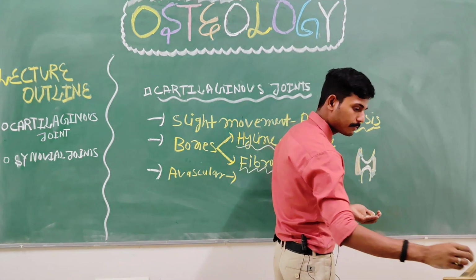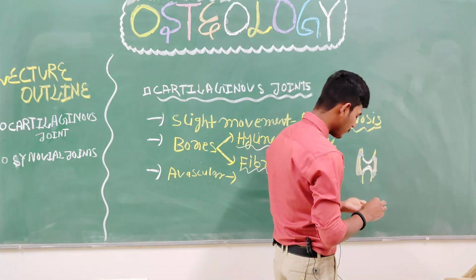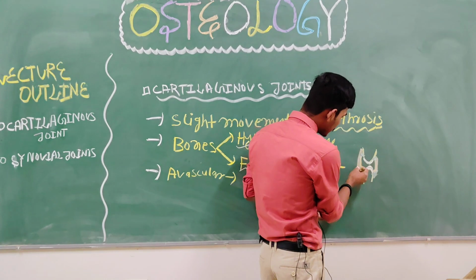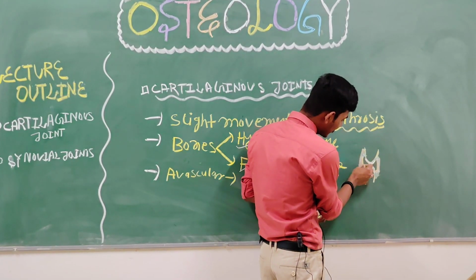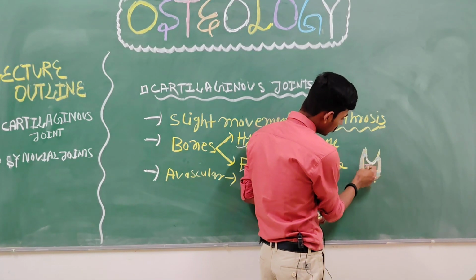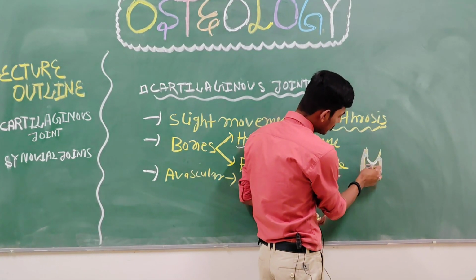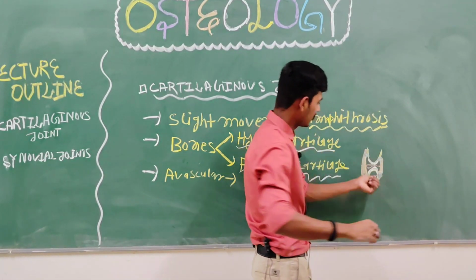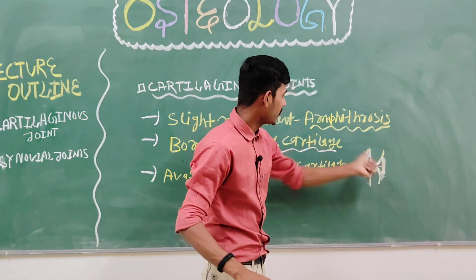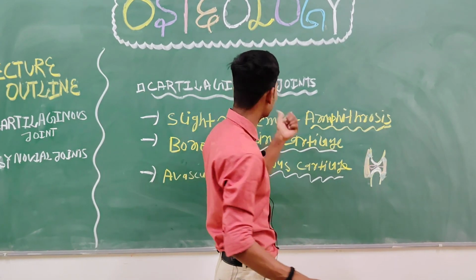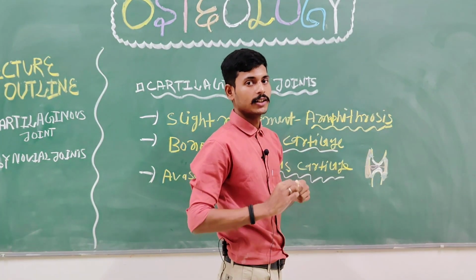So for their blood supply, where does it come from? It comes from the muscles. Those arteries which supply the muscle, their capillaries are helping the cartilaginous joint. Understanding? No problem.